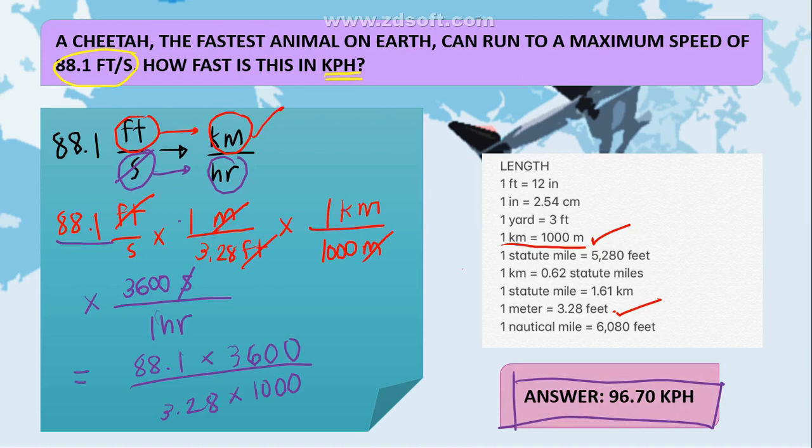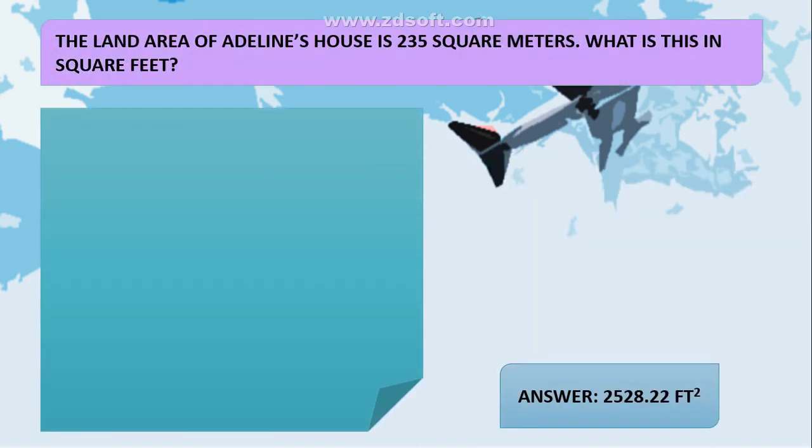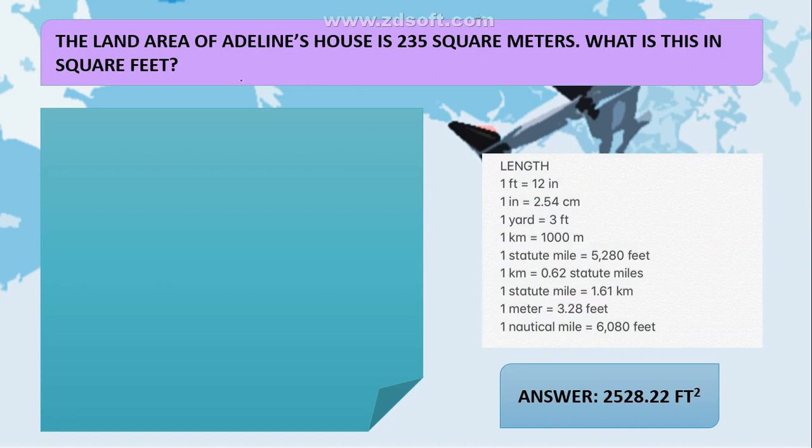Next problem is the land area of Adeline's house is 225 square meters. What is this in square feet? Okay, this is just a basic conversion of units. So, we're given 235 square meters. In this case, ang pagkakaiba naman, units are squared. So, you are given 235 square meters. So, your unit is raised to 2. So, if i-convert natin siya papuntang square feet, so this should look like this, square feet.